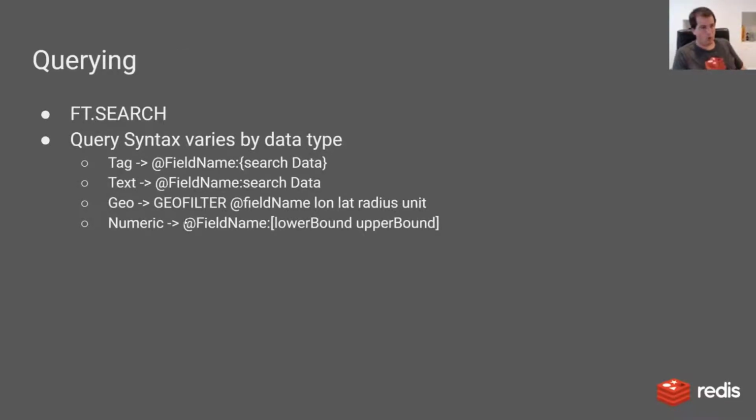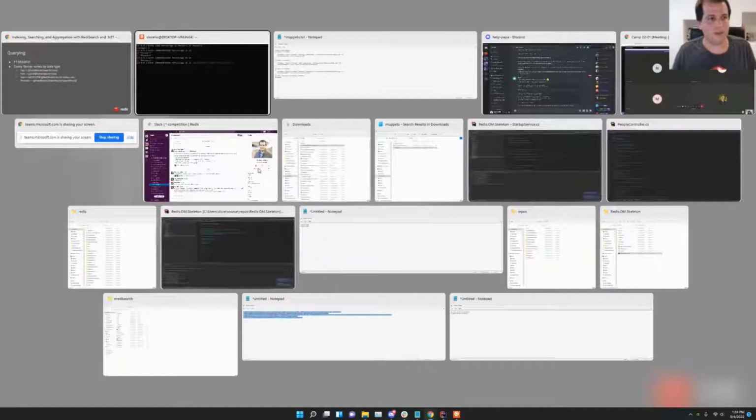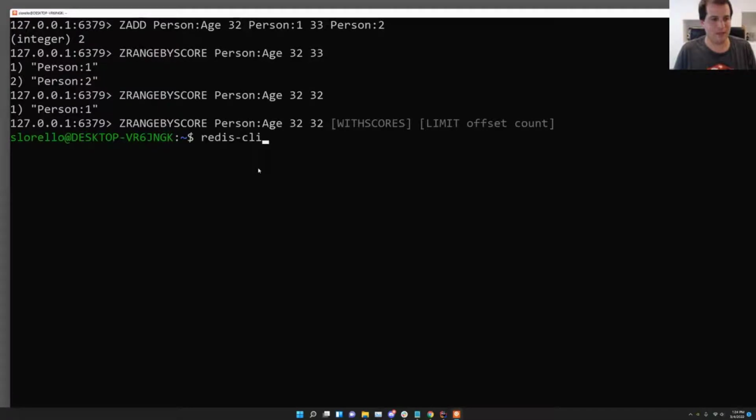Now, the raw query language in Redis search is pretty straightforward. For tags, you use the at symbol, the field name, colon, and you pass in the search data. For text, it's the same, except you don't need the colon. For geo data, you use a geo filter, and you pass in the field name that everything is based off of, the longitude, latitude, radius, and unit that you're using. And for numerics, you just have a numeric range with lower and upper bound. And that's basically it for querying. So let me actually show you all a little bit of this.